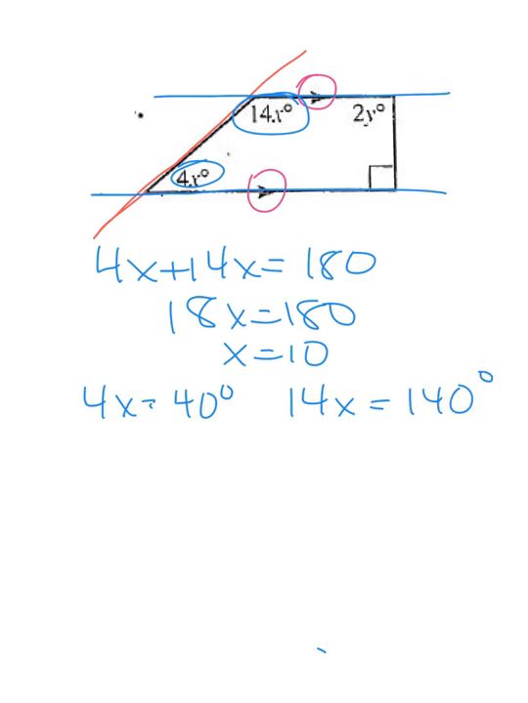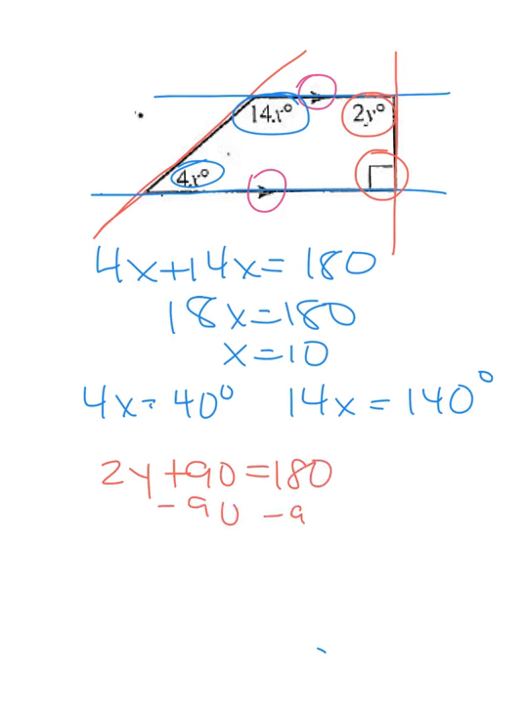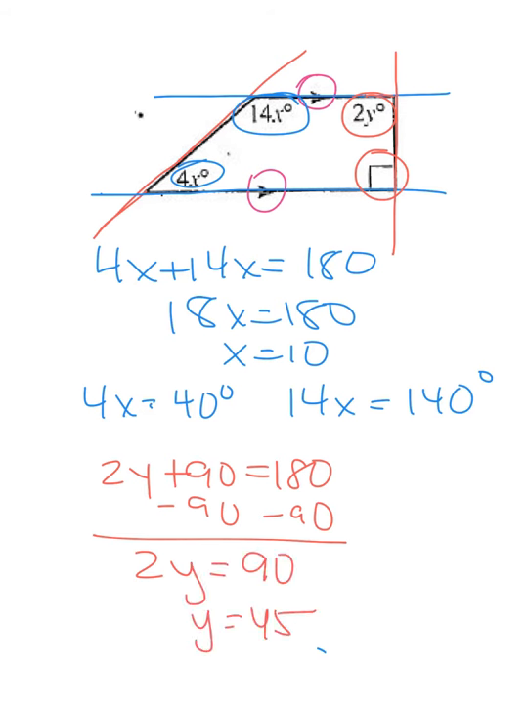Now in trying to find the value for y, I do notice that I have a different transversal I'm going to work with here, this one right here. So I still have 2y and this 90, they're same side interior angles. So I also know that 2y plus 90 is going to equal 180. So again, I can subtract the 90, and I have 2y is equal to 90, so I know y has a value of 45. So again, I know that this measurement is going to be 90.